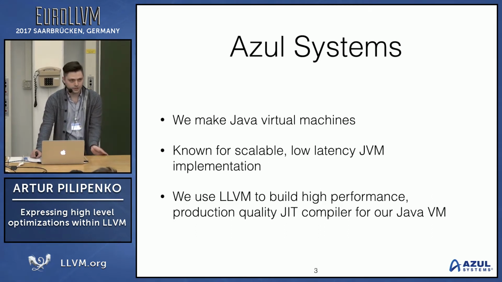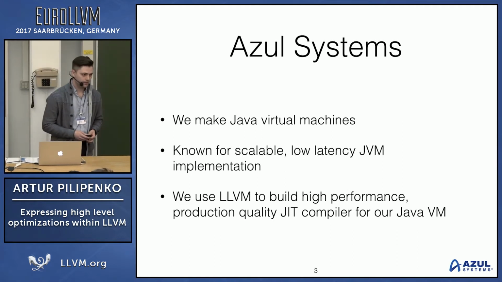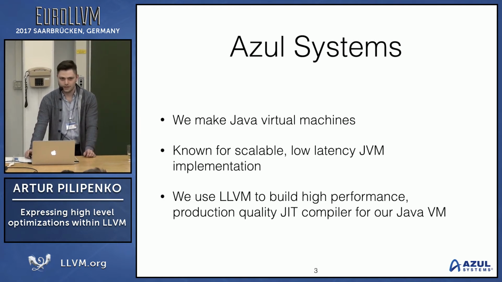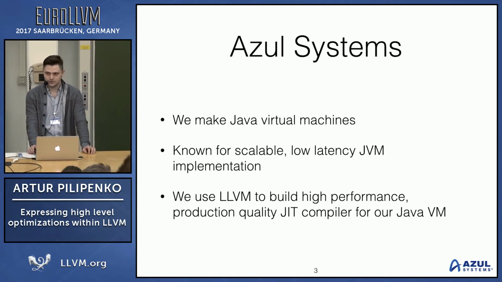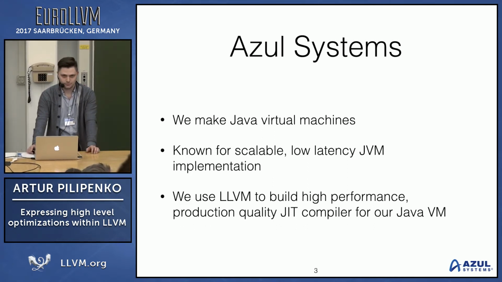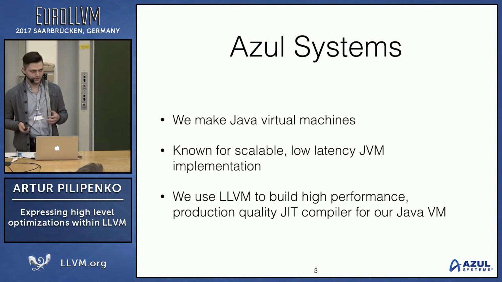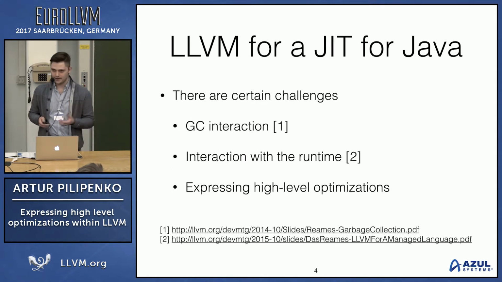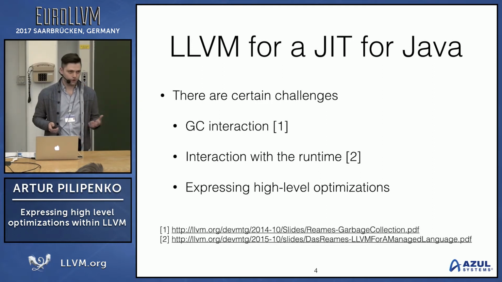So, a few words on who we are. Azul Systems is a company which builds Java virtual machines. And in the Java world, we are known for our scalable, low-latency implementation of the JVM. And we use LLVM at Azul Systems to build a high-performance, production-quality JIT compiler for Java. So it is a compiler which takes Java bytecode as input, produces native code, and does everything inside of a running VM.